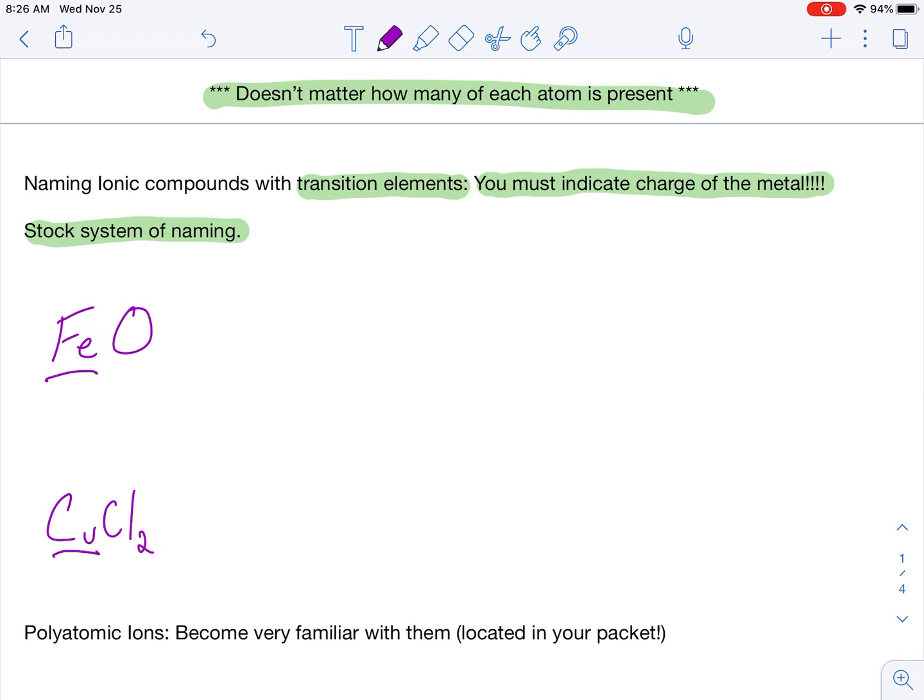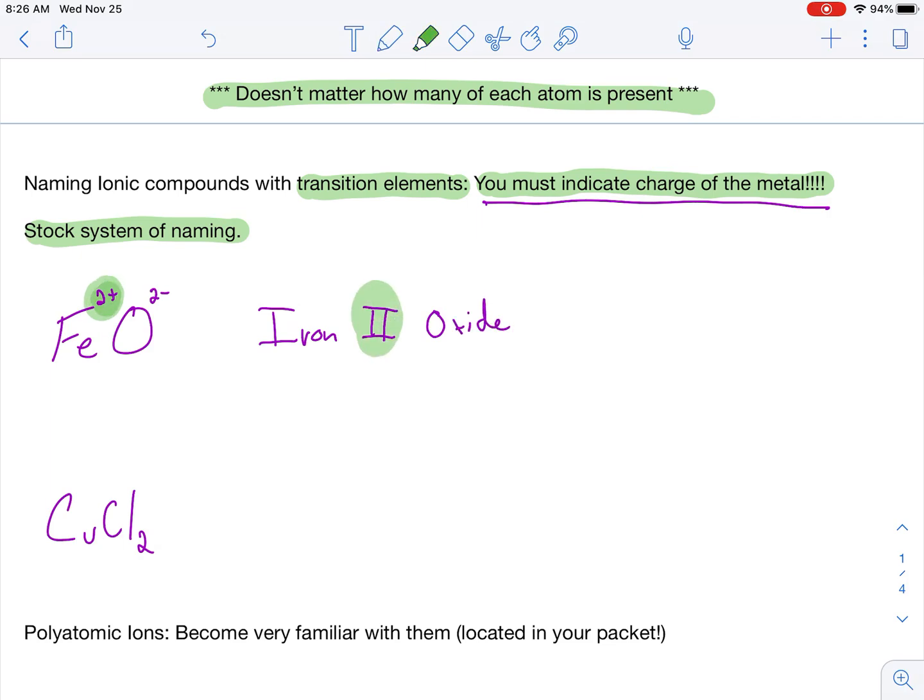So how do I figure out its charge, and how do I indicate that charge of the metal? Well, I figure out what it's bonded with, and what it's bonded with usually has a predicted charge. In this first case, I know that oxygen's predicted charge is going to be 2 negative, so that means this iron is going to be 2 positive. When I name it, I'm going to talk about that charge in the actual name. I'm going to use a Roman numeral to indicate its charge. So this is going to be iron 2 oxide.